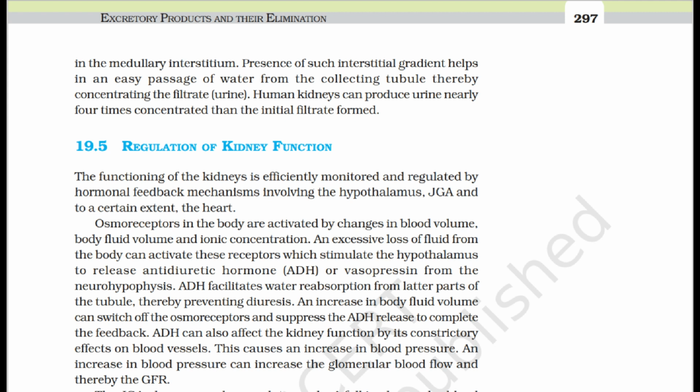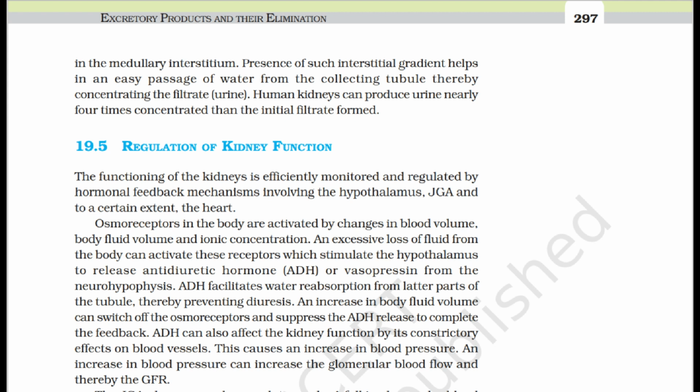Regulation of kidney function. The functioning of the kidneys is efficiently monitored and regulated by hormonal feedback mechanisms involving the hypothalamus, JGA, and to a certain extent, the heart. Osmoreceptors in the body are activated by changes in blood volume, body fluid volume, and ionic concentration. An excessive loss of fluid from the body can activate these receptors, which stimulate the hypothalamus to release antidiuretic hormone, ADH, or vasopressin from the neurohypophysis.